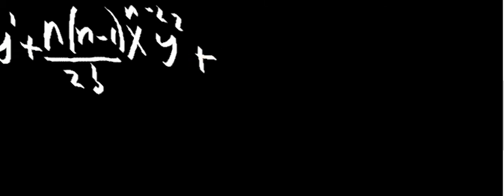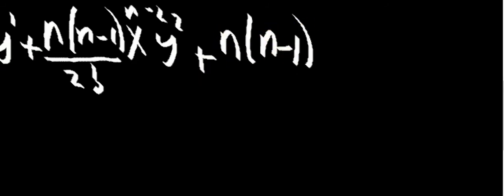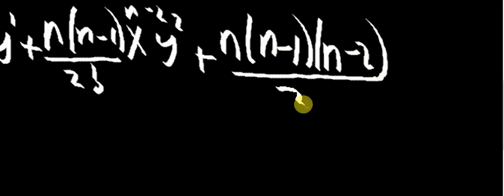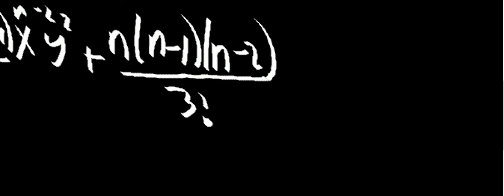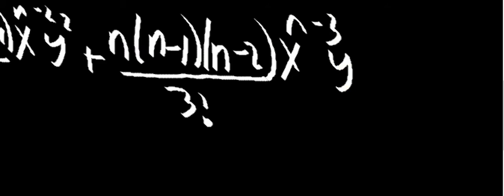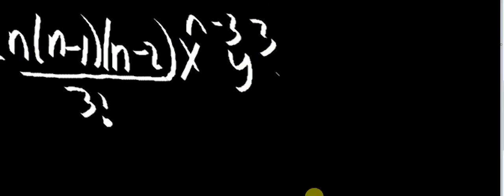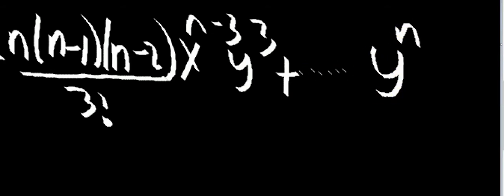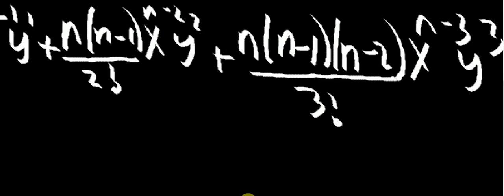Let me write some more of them here. According to what I have shown you, you can derive it. So it is n times (n minus 1) times (n minus 2), it becomes a little bit longer, over, guess what, 3 factorial. Yes, it is 3 factorial. And then I have x power (n minus 3), then y cubed. And then you can proceed, plus you go on until you get to y power n. And this is what we call the binomial theorem.